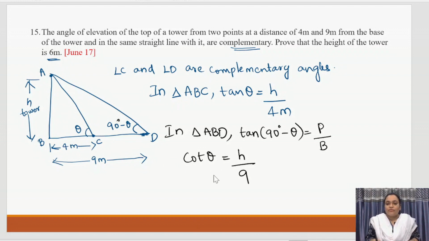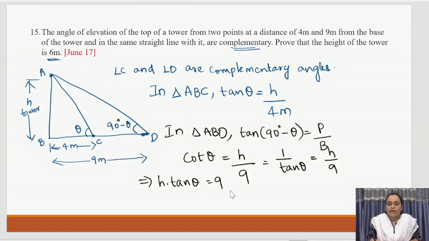So from here, cot can be written as 1 by tan theta. 1 by tan theta is equal to h by 9. So this will be h into tan theta is equal to 9. From here we can find the value of tan theta, which is tan theta is equal to 9 by h. Now we need to substitute the value of tan theta.